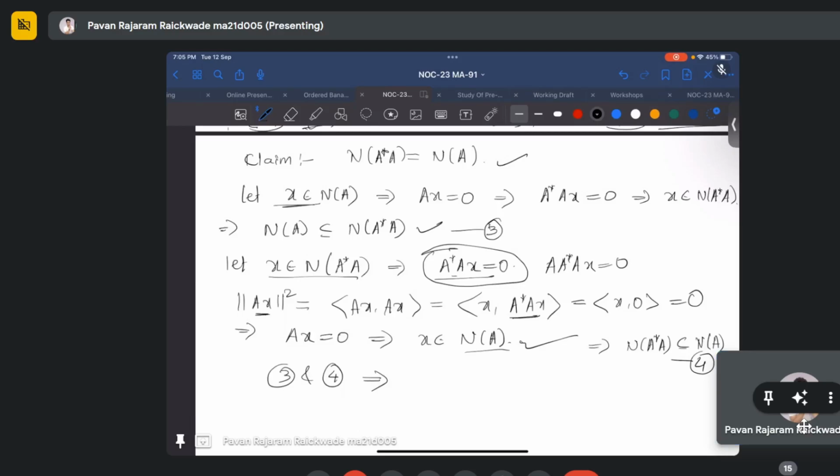Then can we say here A star equals identity, sir? No. Why? A is not a unitary matrix or orthogonal matrix. How can you say A star is identity? Okay, sir.